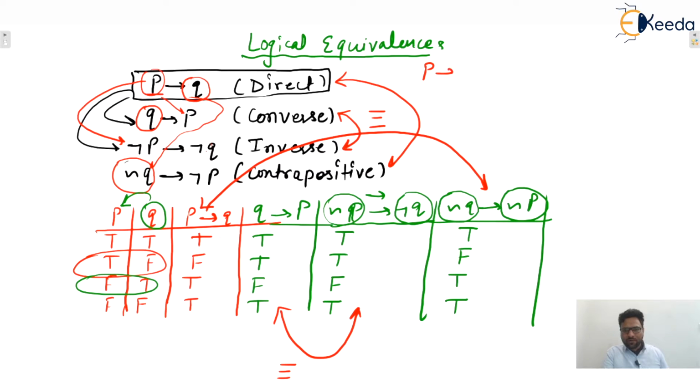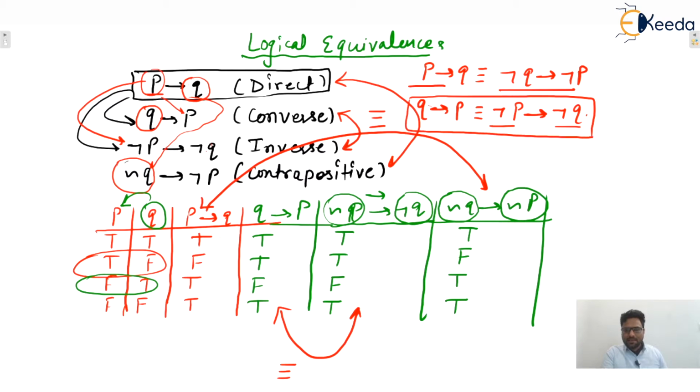So we can say that if it is direct, then this is equivalent to negation Q implies negation P. Yes, it means direct is equivalent to contrapositive. Similarly, converse is Q implies P. Same method: take the negation of the right hand side, then take the negation of the left hand side. So negation of right hand side implies negation of left hand side will be equal only. So we can say that these are very important logical equivalences.